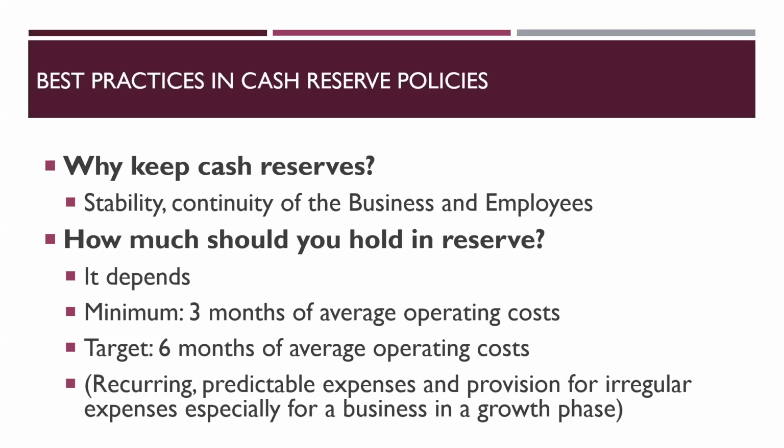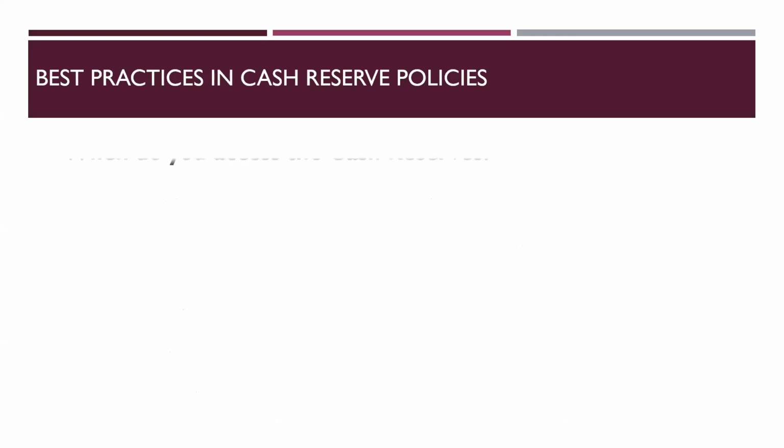What comprises average operating costs? Again, this will depend to some degree on what business you're in. Certainly the recurring, predictable expenses should be incorporated into average operating costs. But if you're in a high growth phase or a changing business environment, you may make some additional provision for irregular expenses that you might incur and hold those in reserve as well.